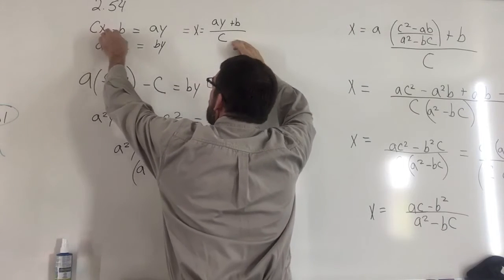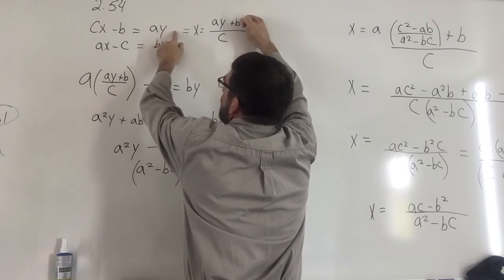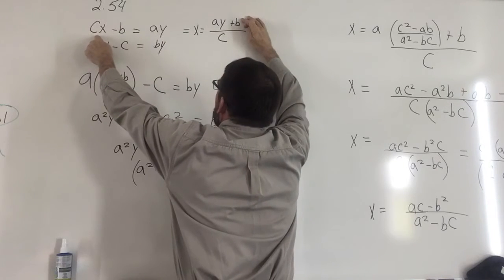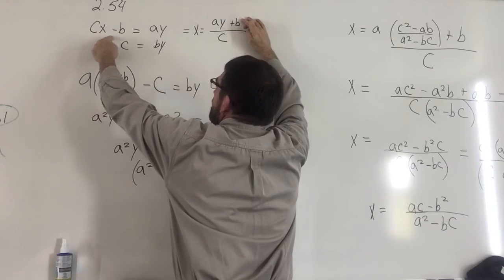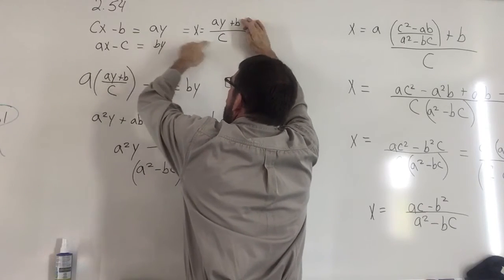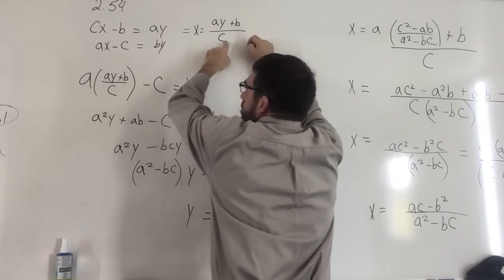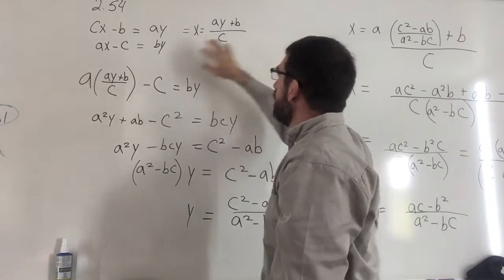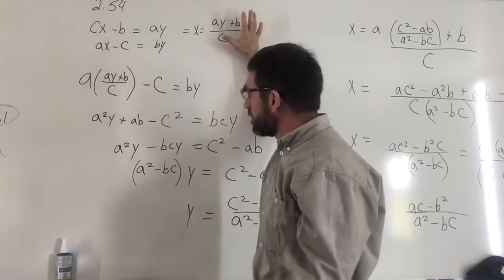I took the b and brought it over here, ay plus b, and then I had the cx, and so then I divided by c, and isolated the x, and I divided the c into ay plus b. So yeah, just like numbers. So now I have the value of x. I wish it had been even instead of this fraction, but it's not.